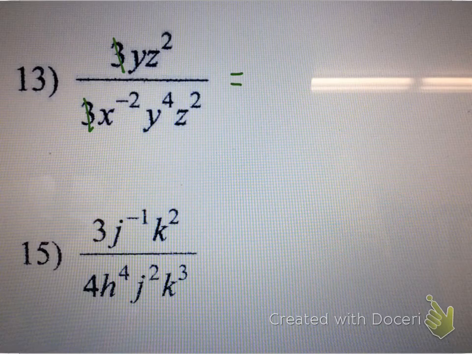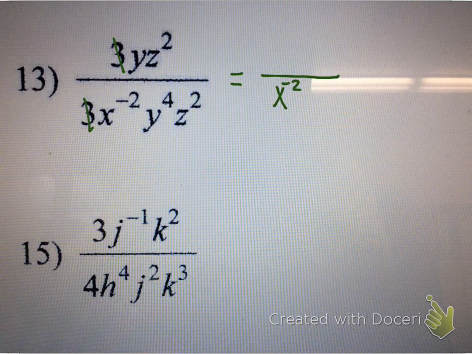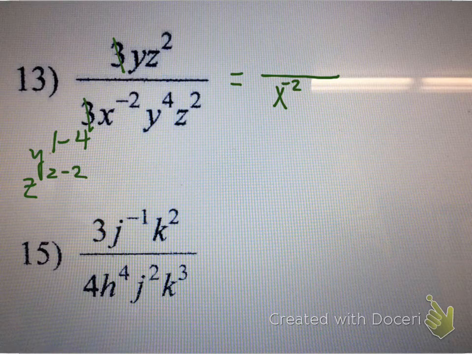3 divided by 3 is 3. So coefficients, when we're getting to dividing, we just divide. But then we subtract the exponents. So here's how I do this. The x negative 2 had nothing to combine with it, so it just stays down there. But when you subtract, like you're saying 1 minus 4 for the y and 2 minus 2 for the z, the answer that you get, put it on top. And then if you need to move things around, you can move things around.